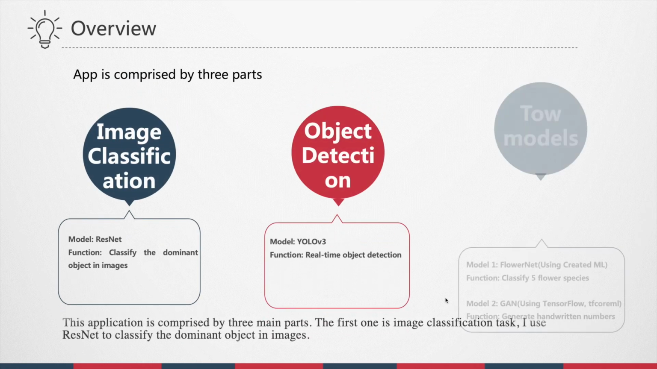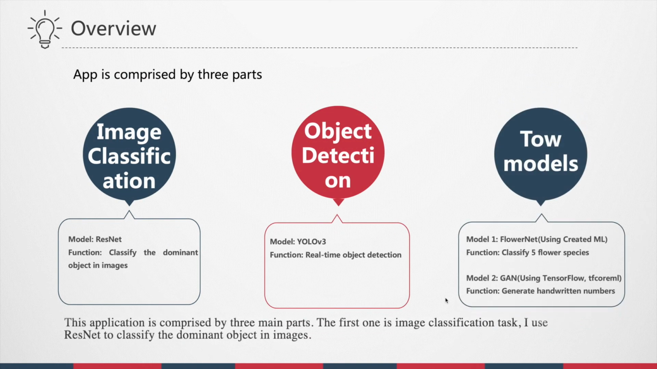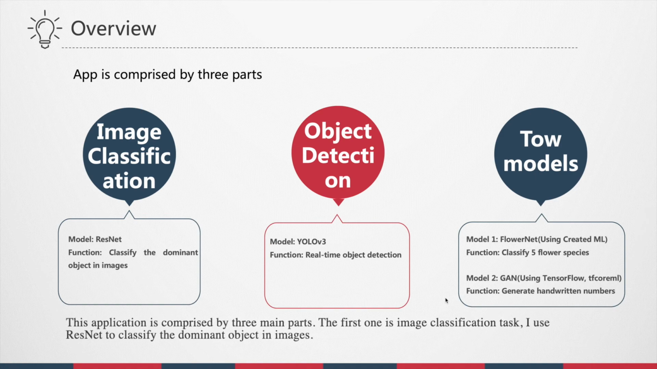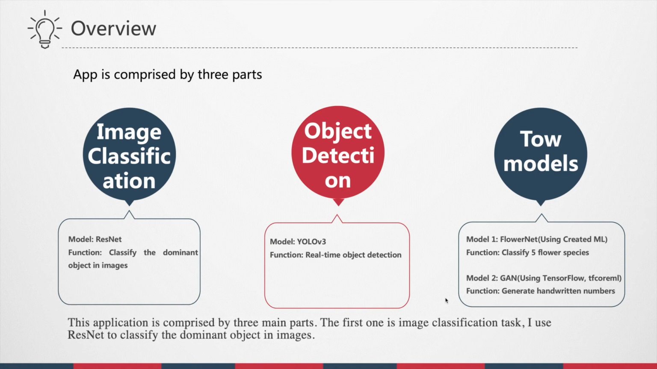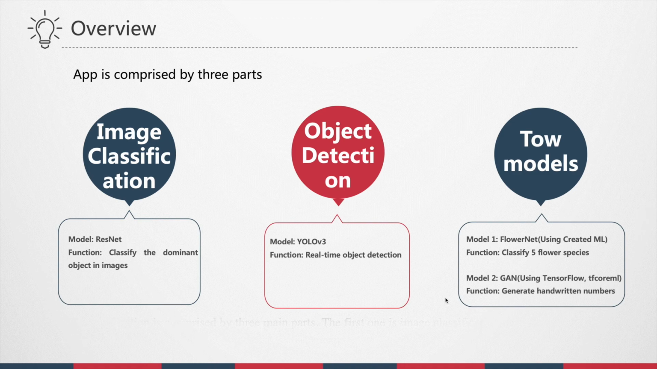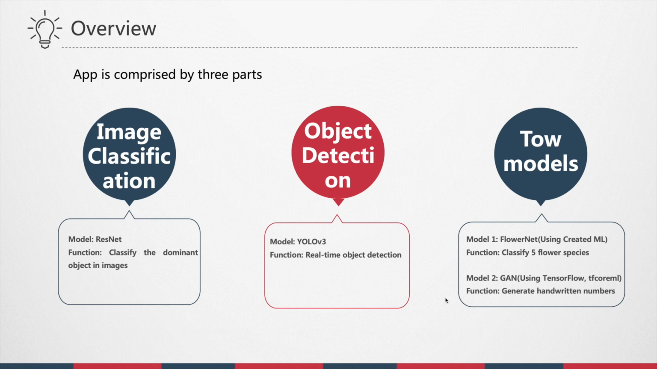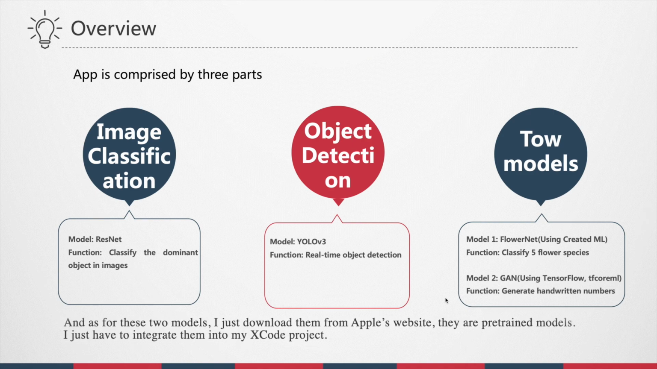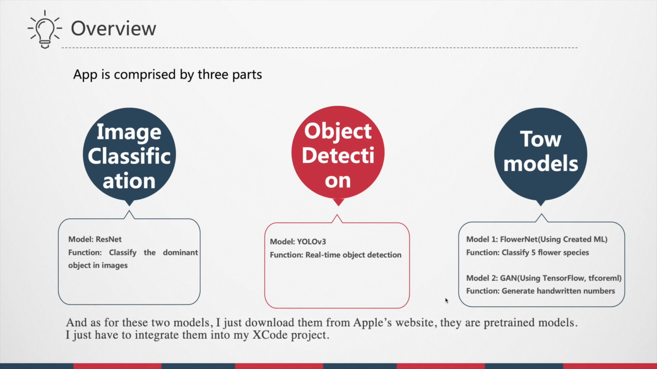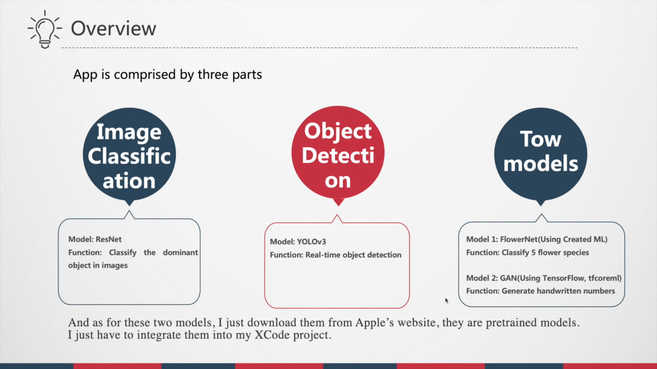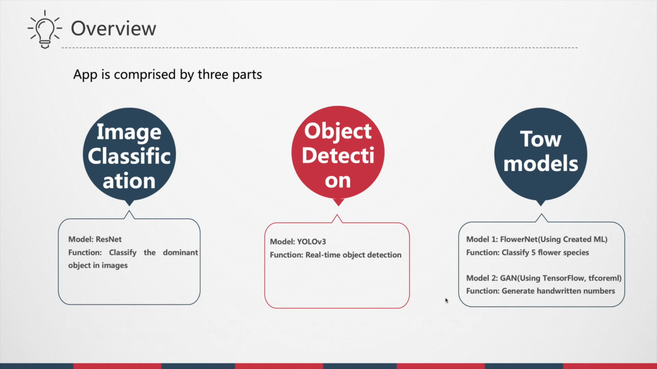This application is comprised of three main parts. The first one is the image classification task. I use ResNet to classify the dominant object in images. The second one is the object detection task. I use YOLO v3 to achieve real-time object detection. And as for these two models, I just download them from Apple's website. They are pre-trained models, so I just have to integrate them into my Xcode project.